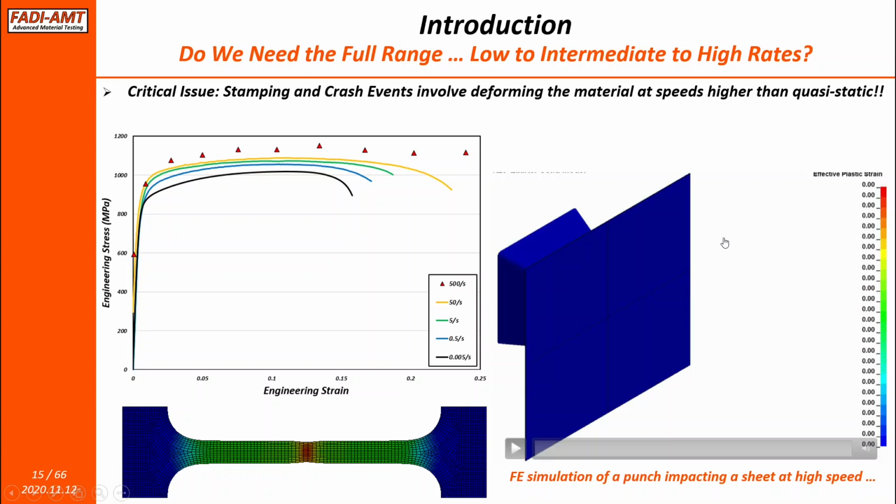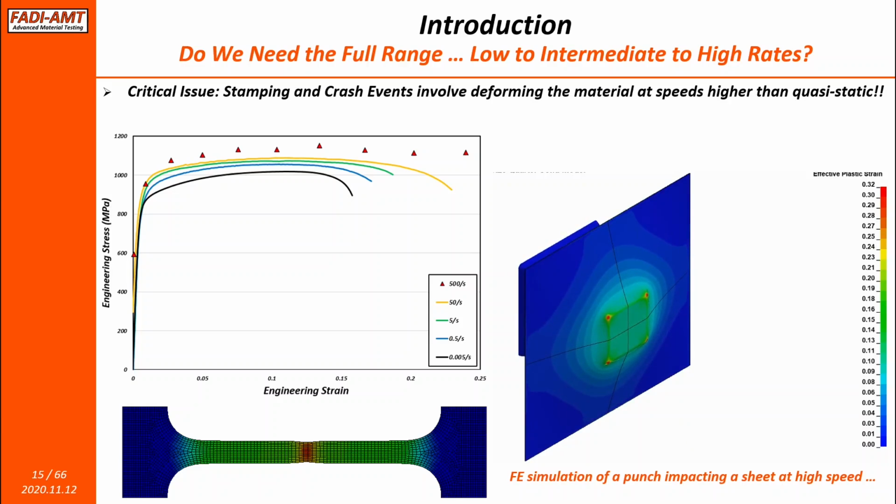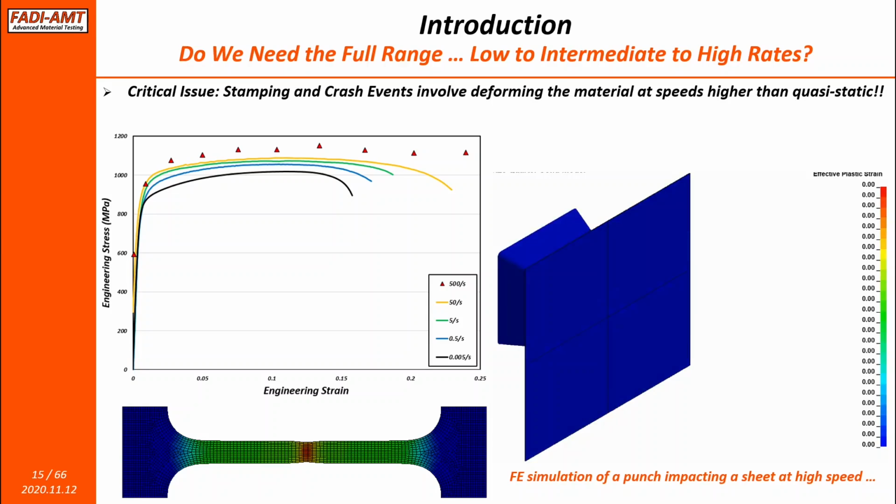A more complex scenario is an impact event, and this is just a simulation of an impact event. We have an impactor of a certain shape hitting a flat sheet, and you can clearly see from this simulation that you have so many elements that are blue, with barely zero deformation or almost zero deformation, and then you have the green and the red at the corners. If you take that strain and compute the strain rate, of course, it is different for different elements.